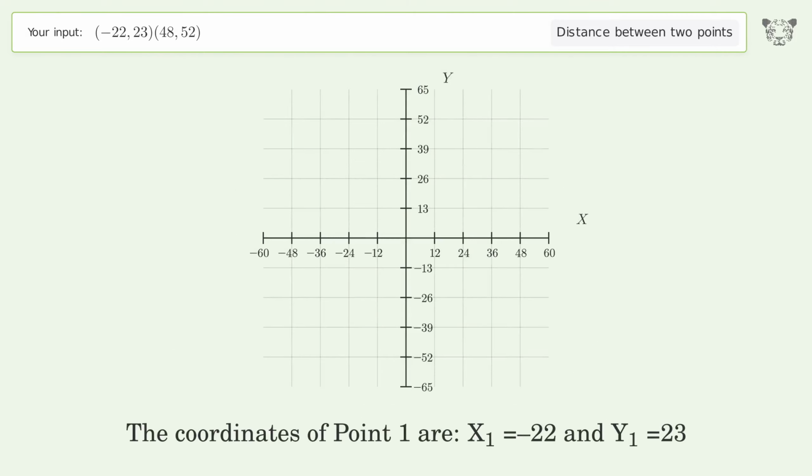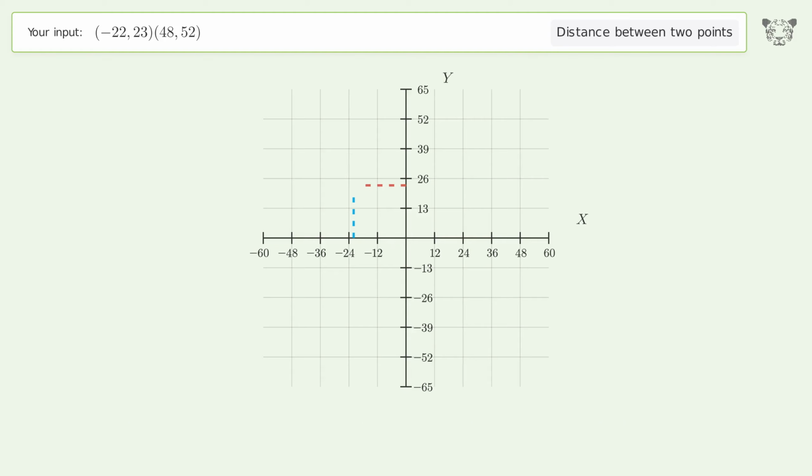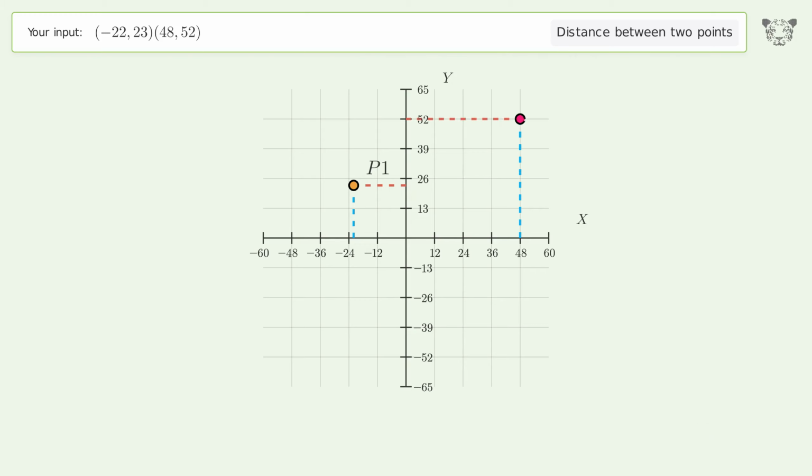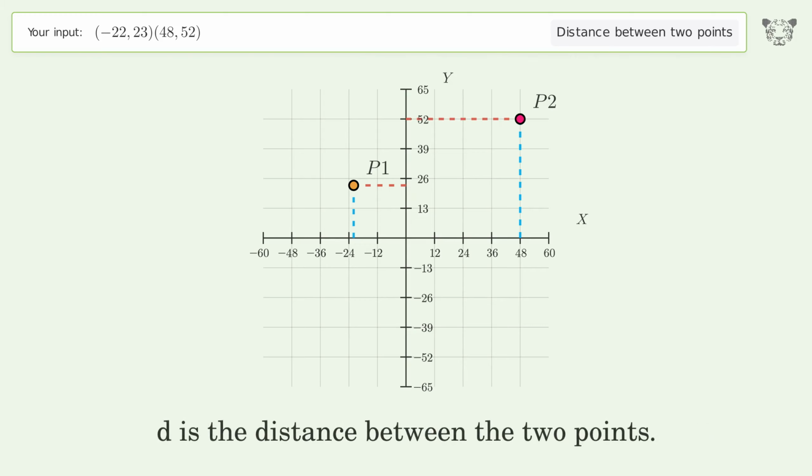The coordinates of point 1 are, x1 equals -22 and y1 equals 23. The coordinates of point 2 are, x2 equals 48 and y2 equals 52. D is the distance between the 2 points.